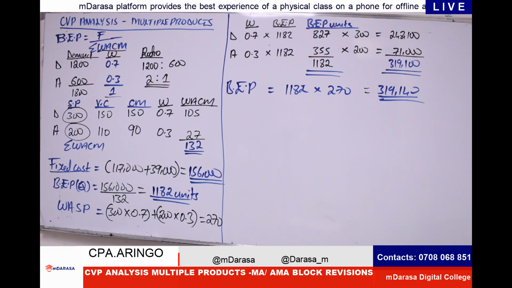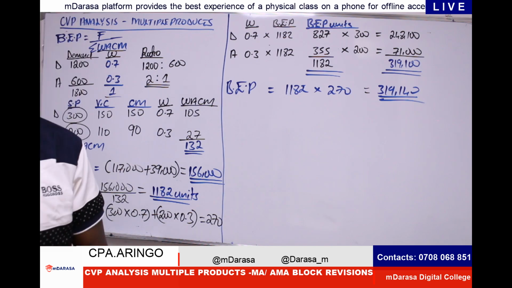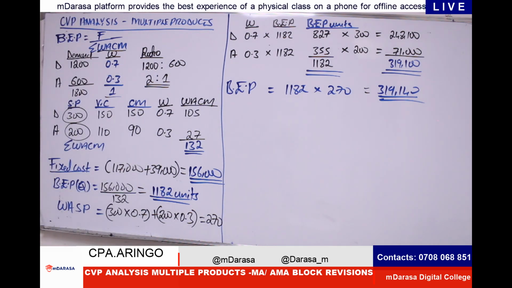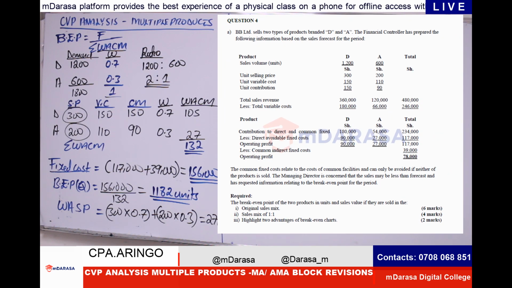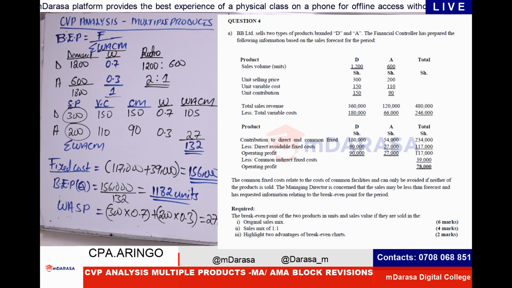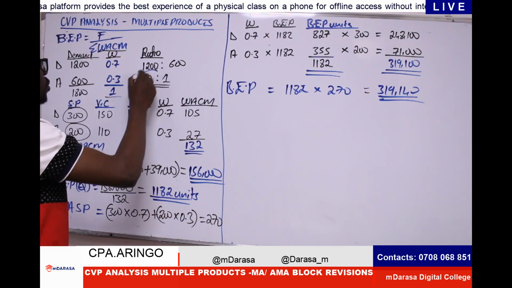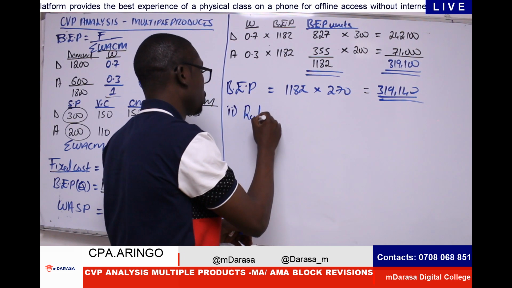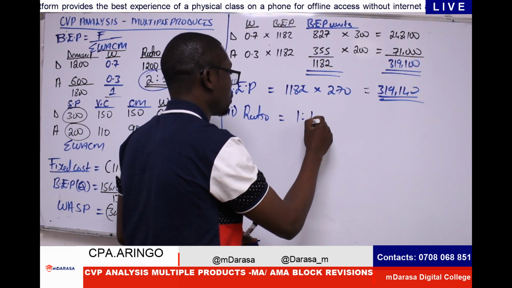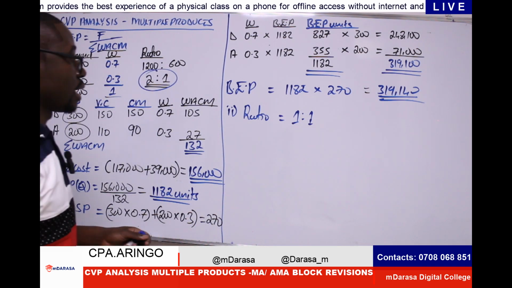So once you're through with that, what was the other part of the question? This one I want you guys to do on your own, where we're told about the sales mix, part 2 of the question, a sales mix of 1:1. So the ratio is changing. Instead of using the ratio 2:1, we need to determine the break-even point if our ratio changes into 1:1. How will you go about it?